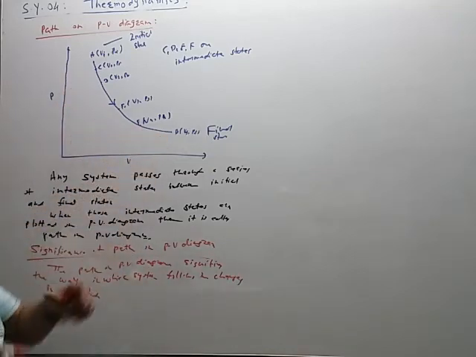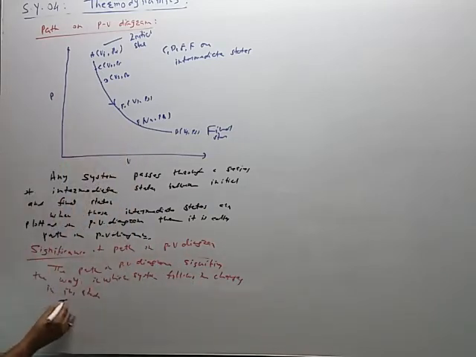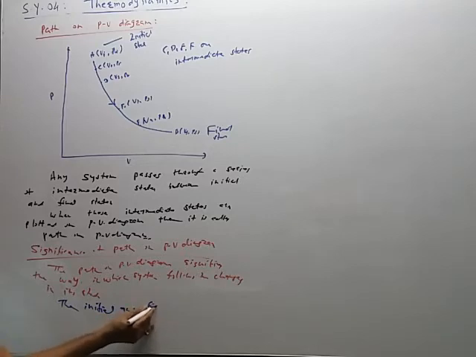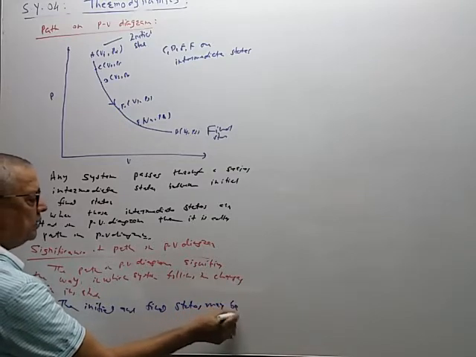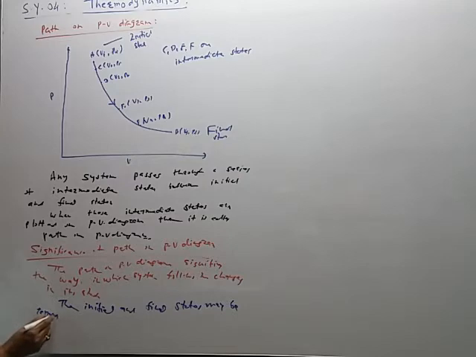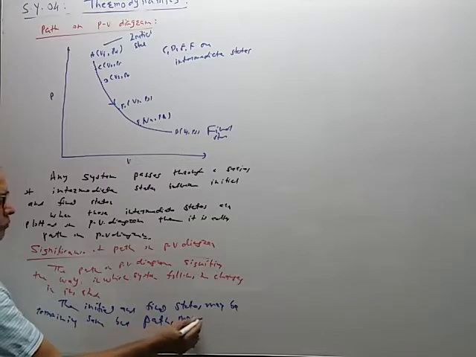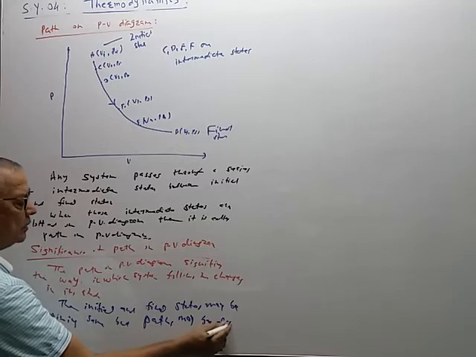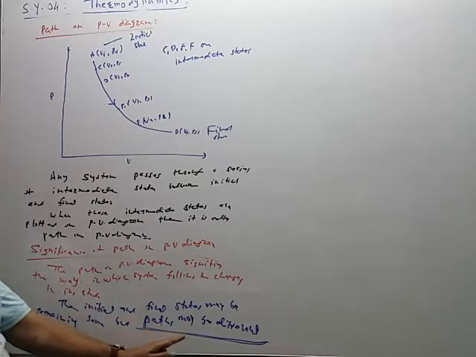The initial and final states may be the same, but the path may be different. The initial and final states may be remaining the same, but paths may be different. The paths may be different.